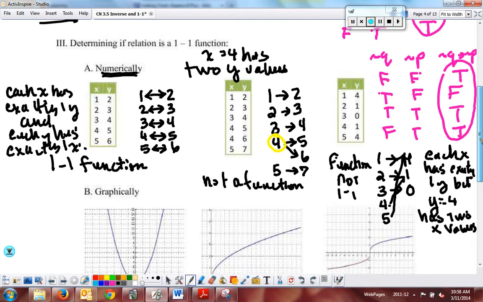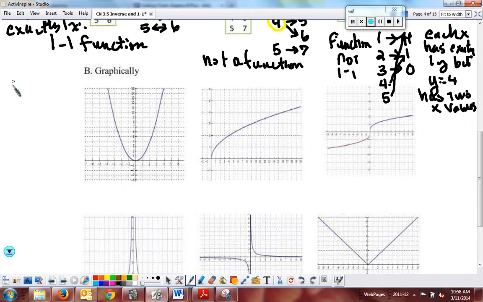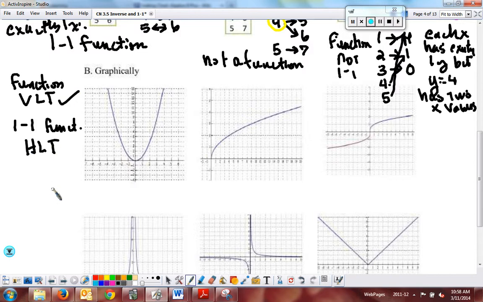All right, everybody good? Graphically, how do I determine if I am a function? Vertical line test. Well, he's showing the pencil going up and down. Did I? You just did. You have to do it for all x's. Okay. Vertical line test. What about one-to-one function? Vertical must be met first, and then you do a horizontal line test to see if it is a one-to-one function.